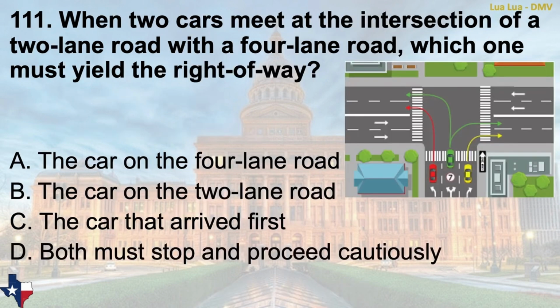Question 111. When two cars meet at the intersection of a two-lane road with a four-lane road, which one must yield the right-of-way?